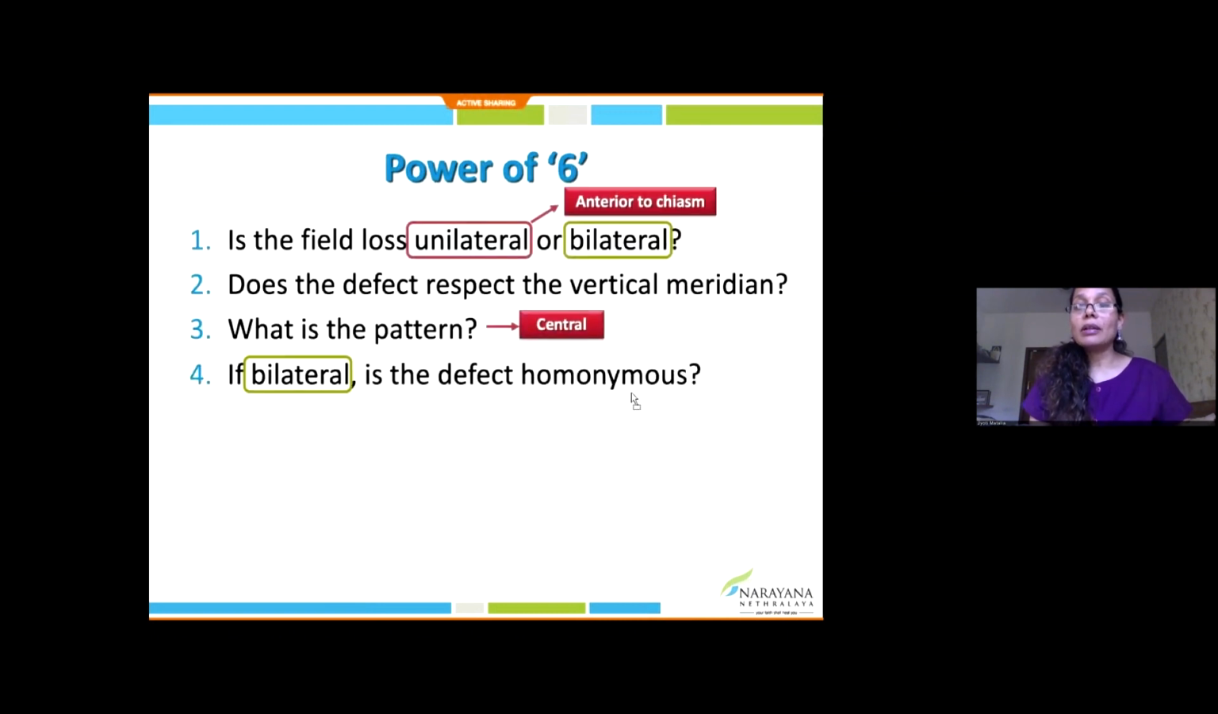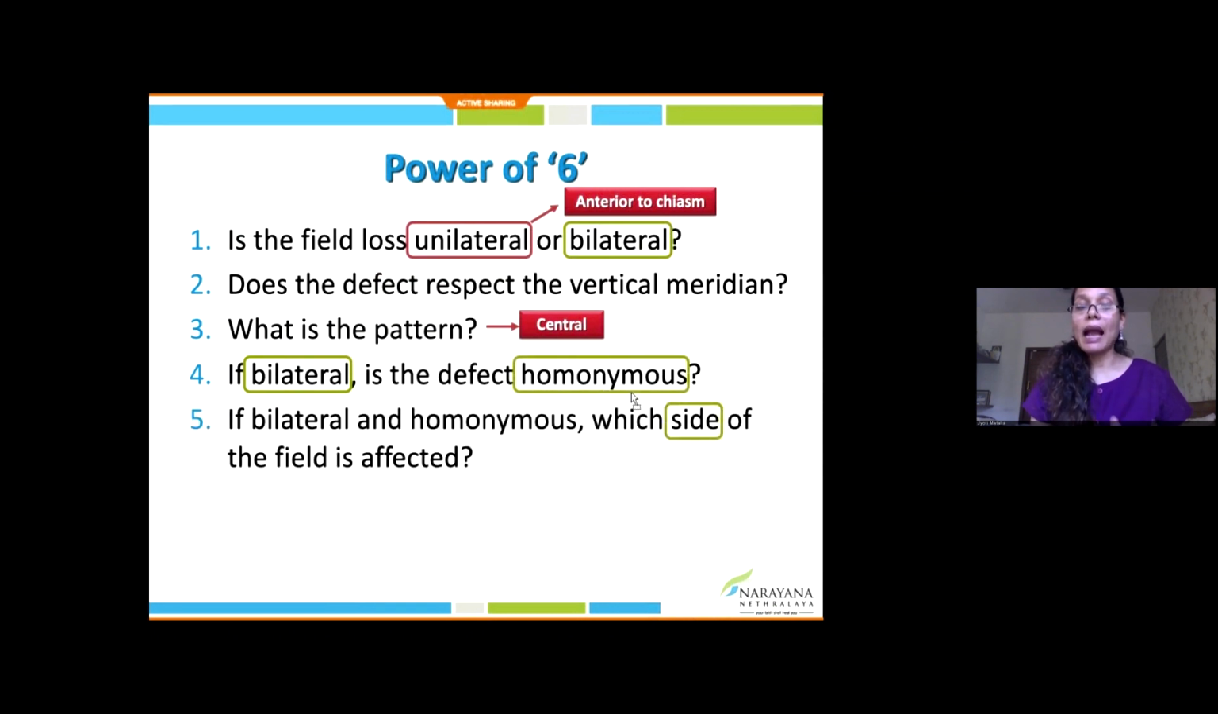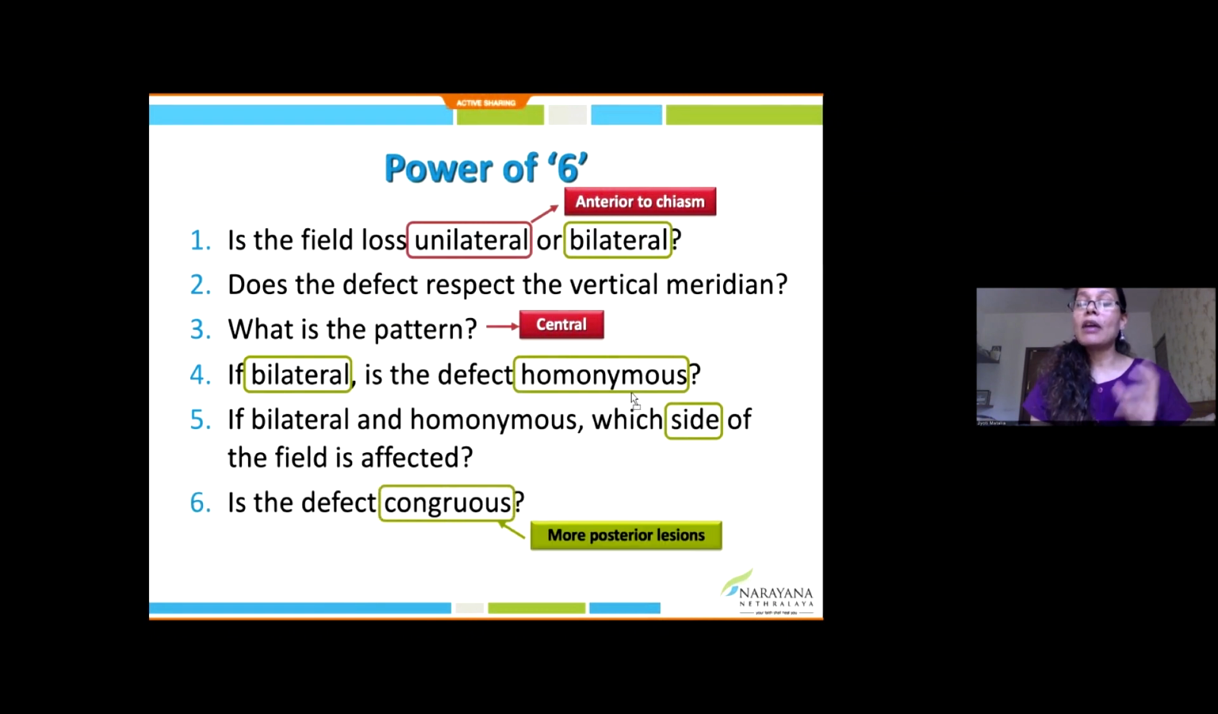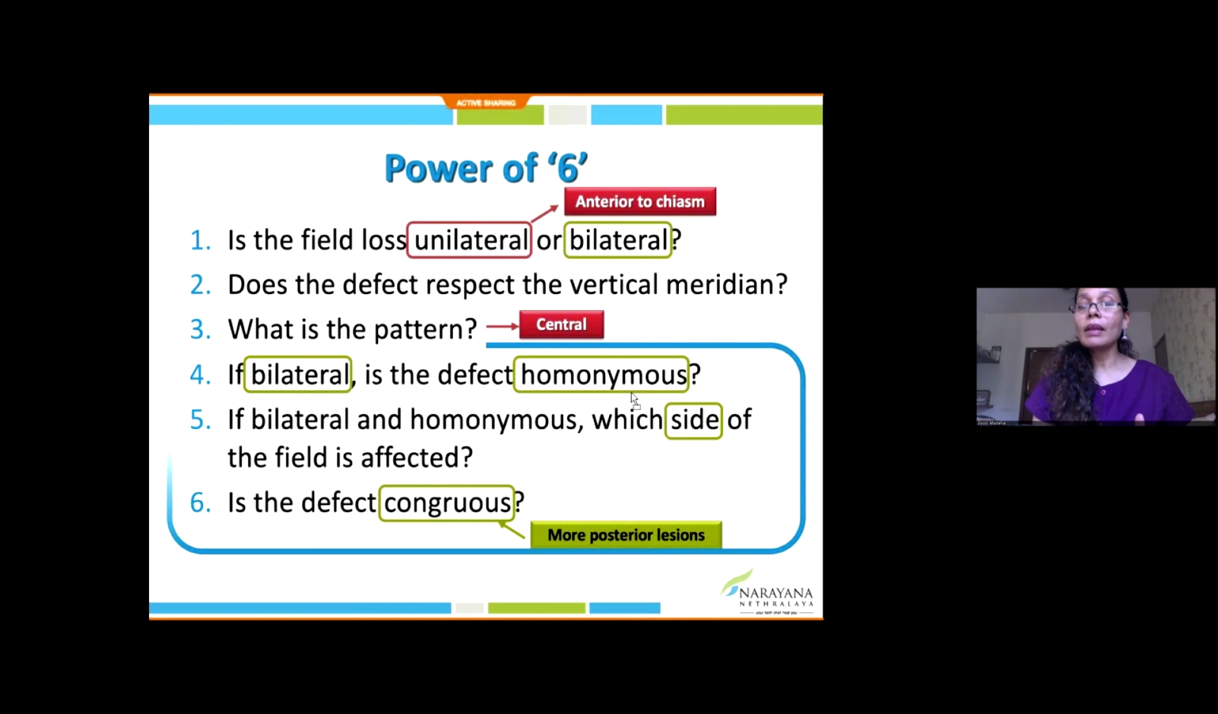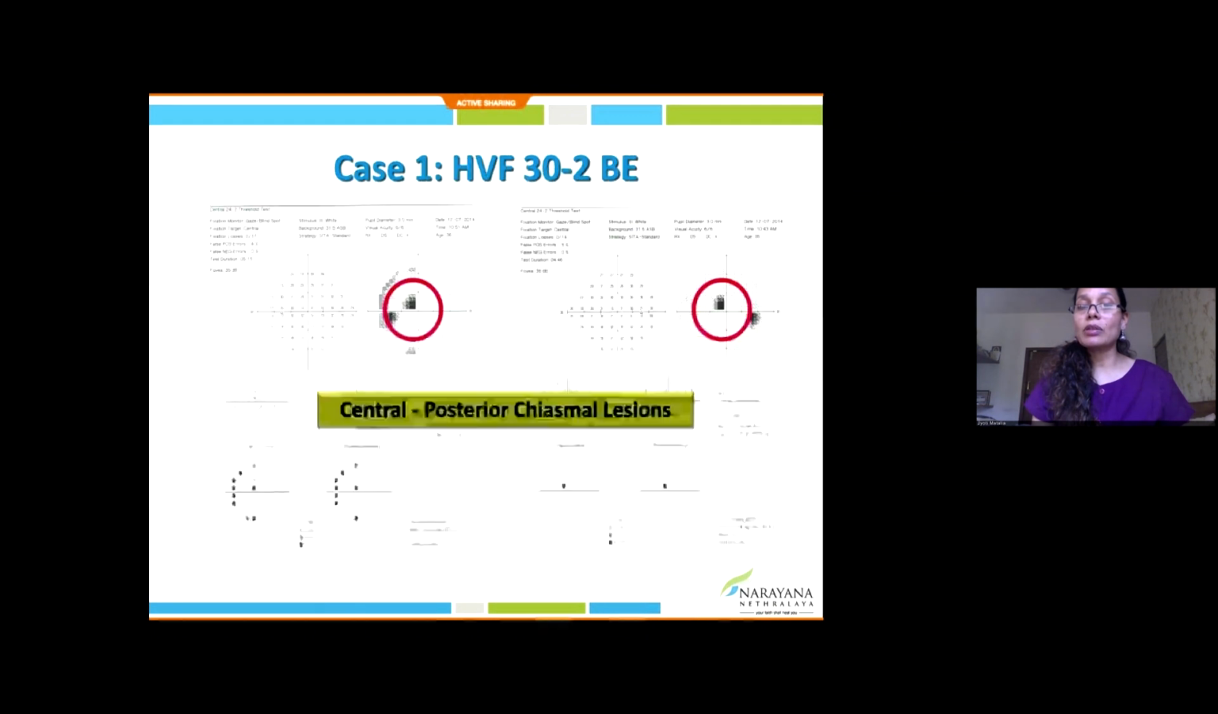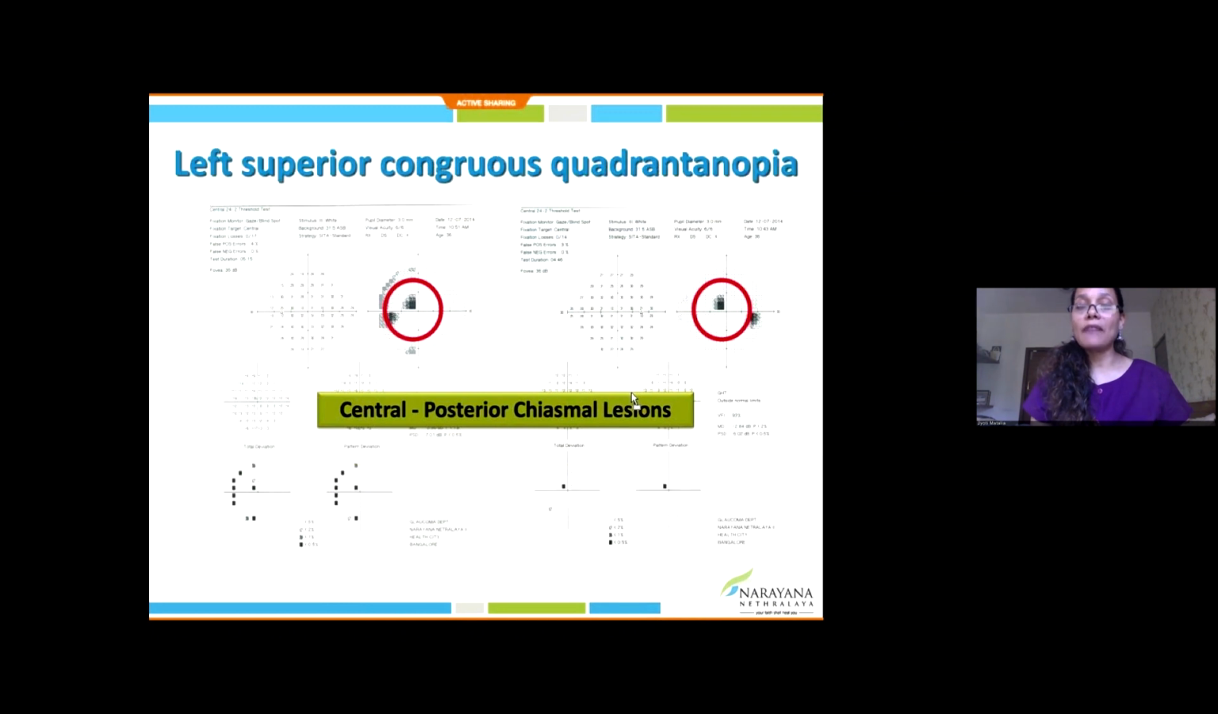If bilateral, is the defect homonymous? And if homonymous, which side it is is what we need to check, and whether it is congruous. So this all applies perfectly for our case 1, because that is a bilateral defect, which is homonymous, and hence applying to this defect, we are getting a left homonymous congruous defect. So in this case, when you have a left superior congruous quadrantanopia, which I showed you in our earlier slides as an occipital lobe lesion, which can have a bilateral presentation centrally, we need to go back and look at the occipital lobe. So this is an occipital lobe lesion because it's highly congruous and still bilaterally central.